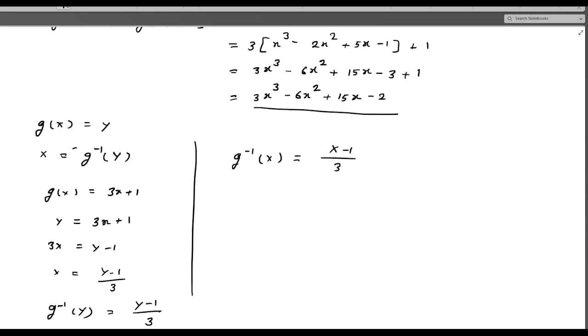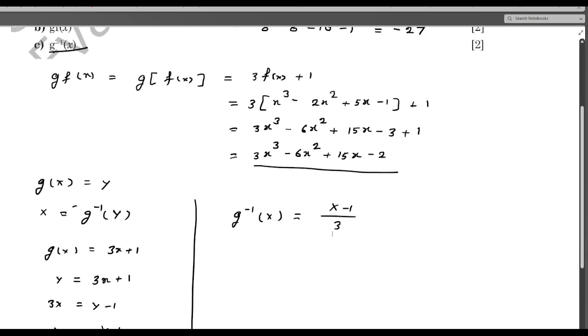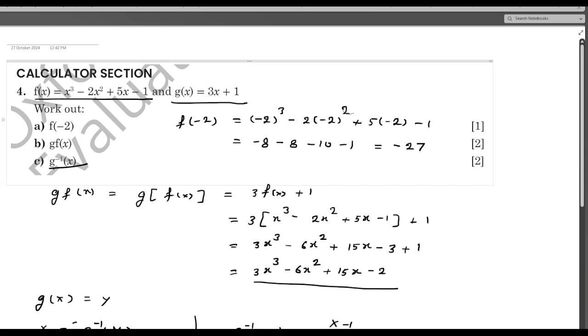Okay, this is one way of finding out your g inverse x. There is another way also, in which you replace your x with y and then make y the subject, and that is your inverse function. I prefer this way of writing your solutions. Okay, so this is your c part.